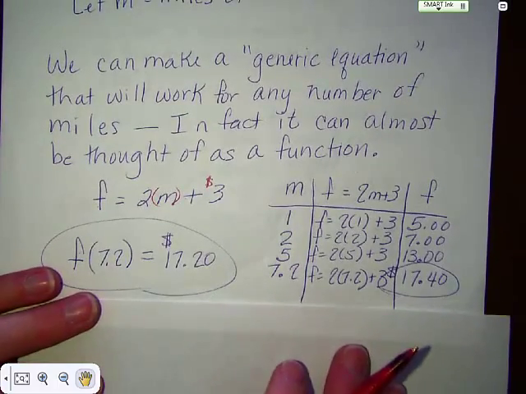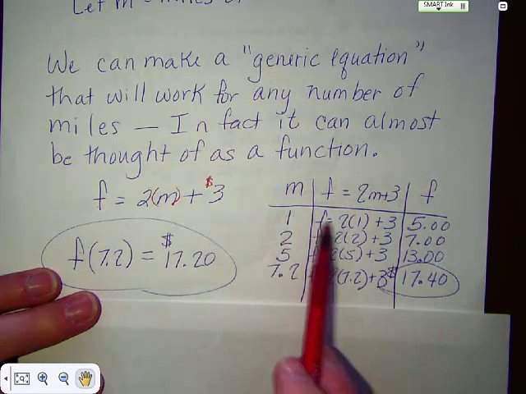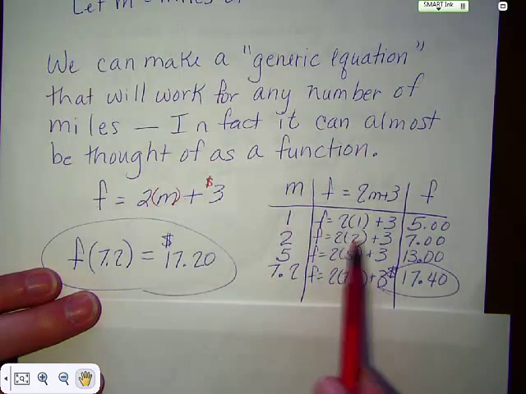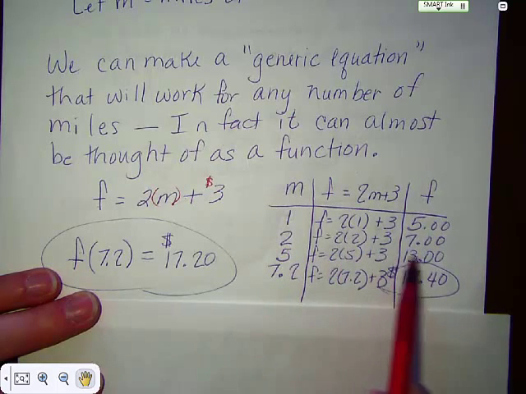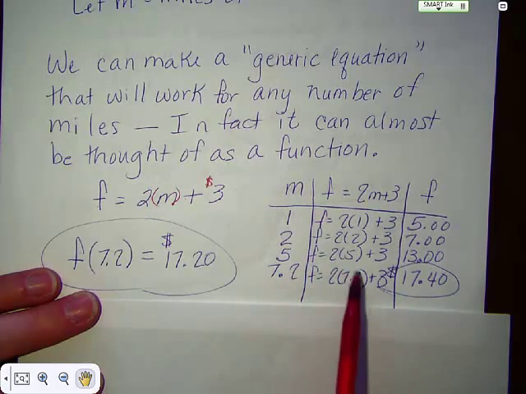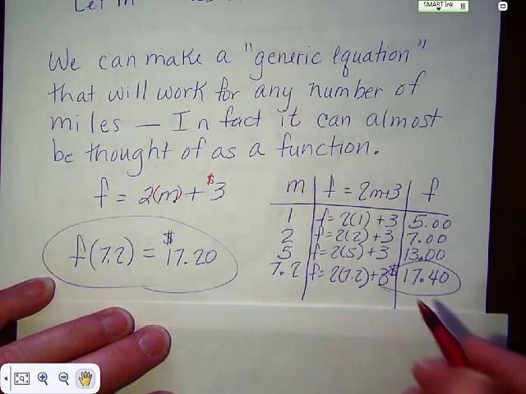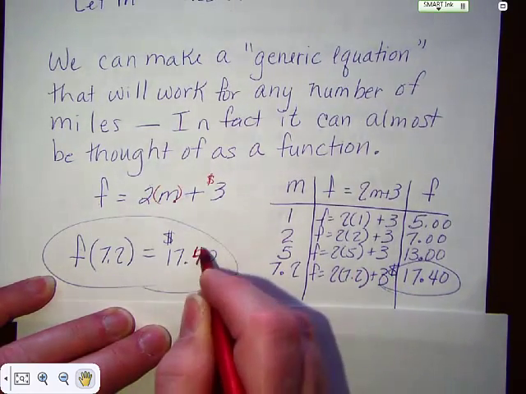Okay, and I just put it in the same terms, M and F, miles and fare. 1 mile, 2 times 1 plus 3 is 5. 2 miles, 2 times 2 is 4, plus 3 is 7. 5 miles, 2 times 5 is 10, plus 3 is 13. 7.2 miles, 2 times 7.2 plus 3 is 17.40. And I have a discrepancy. Is it 17.40 or is it 17.20? I believe it is 17.40. So I am going to change this right here. Sometimes I do that.